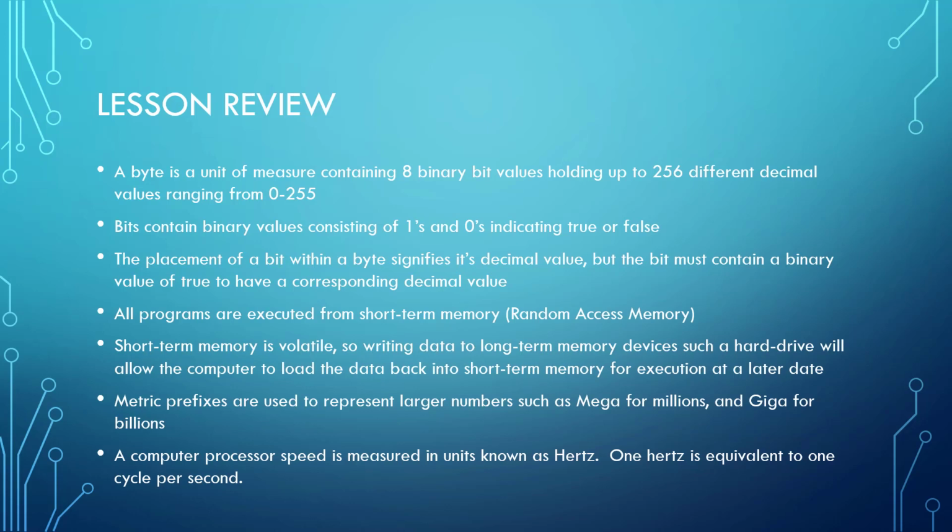Metric prefixes are used to represent larger numbers, such as mega for million and giga for billion. We talked about that. And then finally, we learned that a computer processor speed is measured in units known as hertz, and 1 hertz is equivalent to 1 cycle per second. So when we have 2 gigahertz, then that's equivalent to 2 billion cycles per second. Awesome. We learned quite a bit.